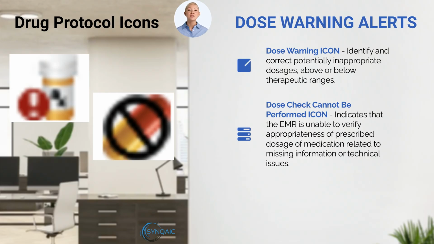Due to the increased risk of potential dosing errors, healthcare providers must exercise additional vigilance, double-checking calculations, and considering seeking a second opinion if uncertainty arises regarding the dosage's accuracy. In essence, the appearance of the dose check cannot be performed icon prompts healthcare providers to engage in thorough manual verification processes to guarantee the safety and efficacy of the prescribed medication dosage.